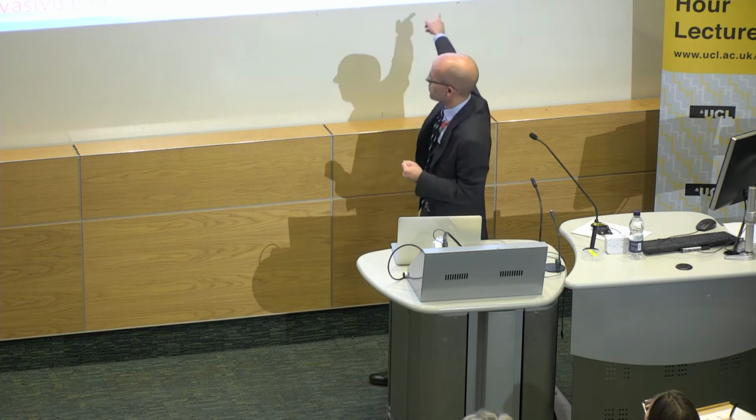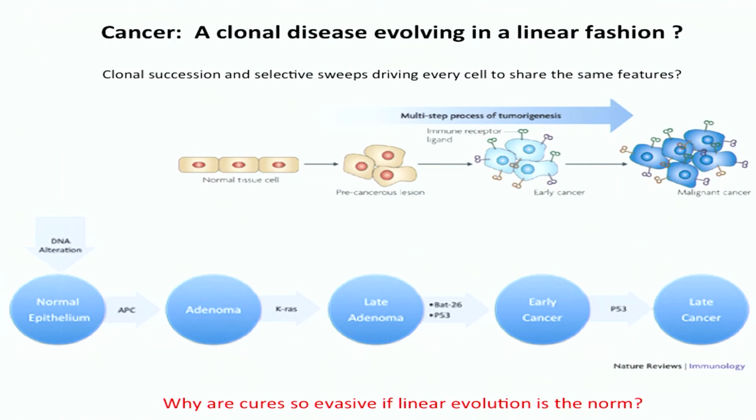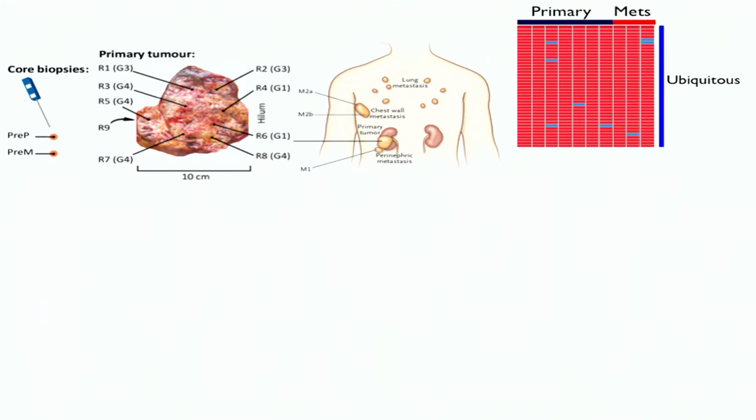At the bottom here, which is cut off from the screen, it says: if linear evolution is true, why are cancer cures so elusive? And why is cancer so hard to treat? So that sort of question formed the framework of the first big experiment we did in this field about 6 or so years ago, where we took a patient who had advanced kidney cancer. You can see the primary renal tumour up there, the kidney cancer in the left-hand corner, a large 10 by 5 by 5 centimetre tumour mass that was resected at surgery.